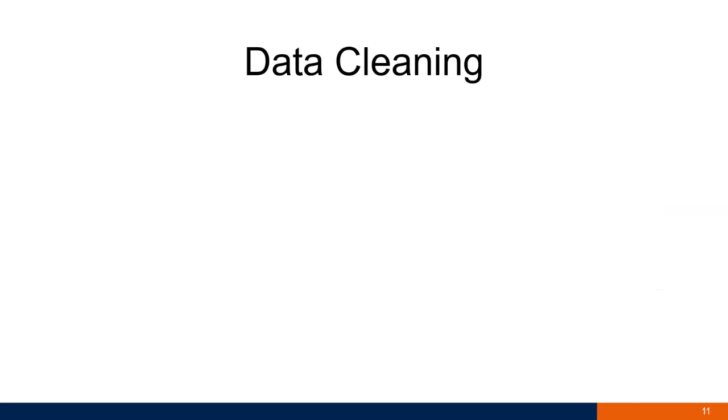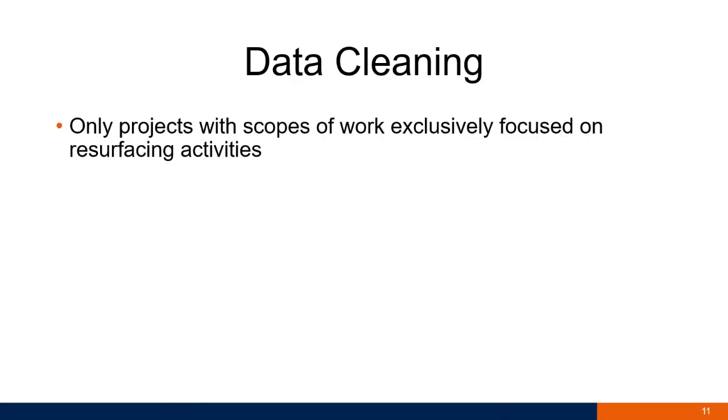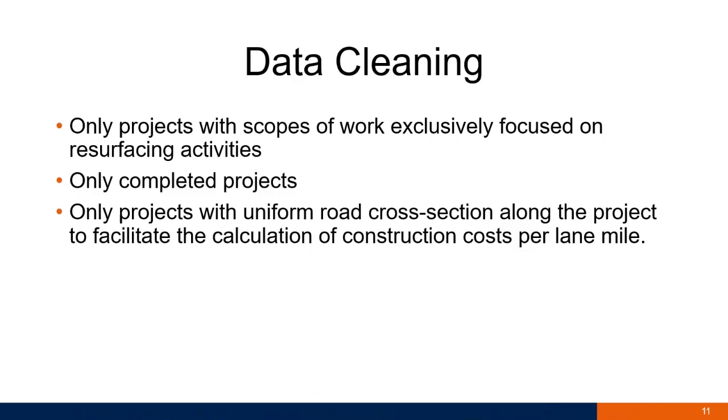So in the data cleaning process, we followed 3 steps. We picked only the projects whose scope of work exclusively focused on resurfacing activities. That means other types of work were discarded. We only picked the projects that were completed or marked as final payment made to the contractor, so that we could measure the final cost of the project. We also selected the projects with a uniform road cross-section along the project to facilitate the calculation of construction cost per lane mile.